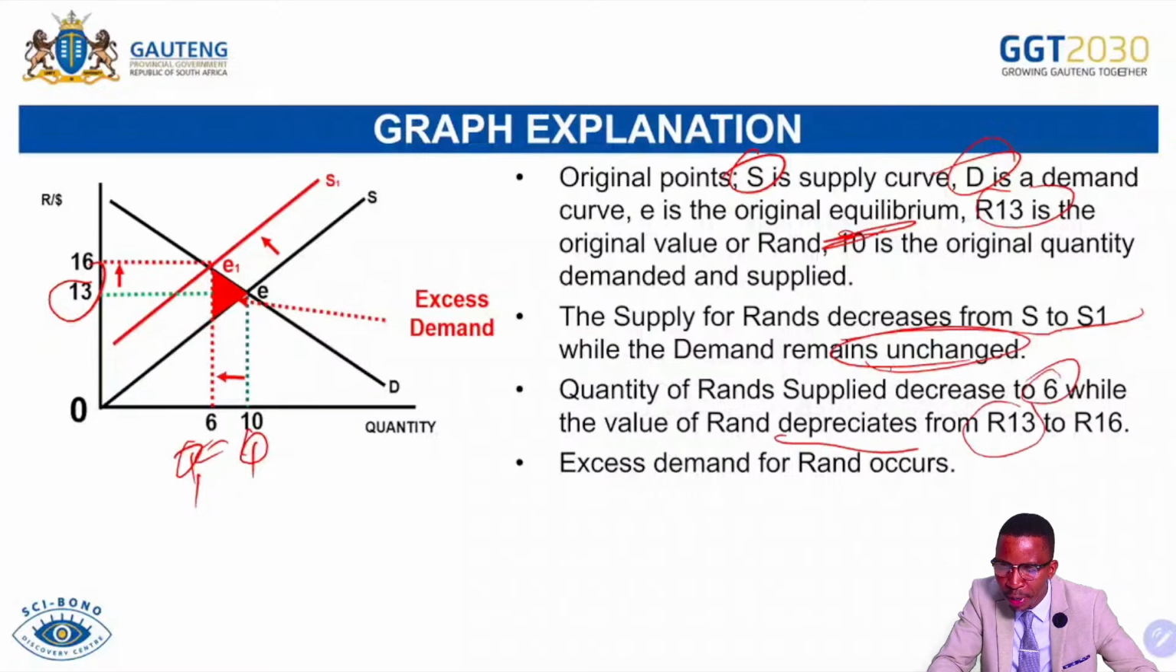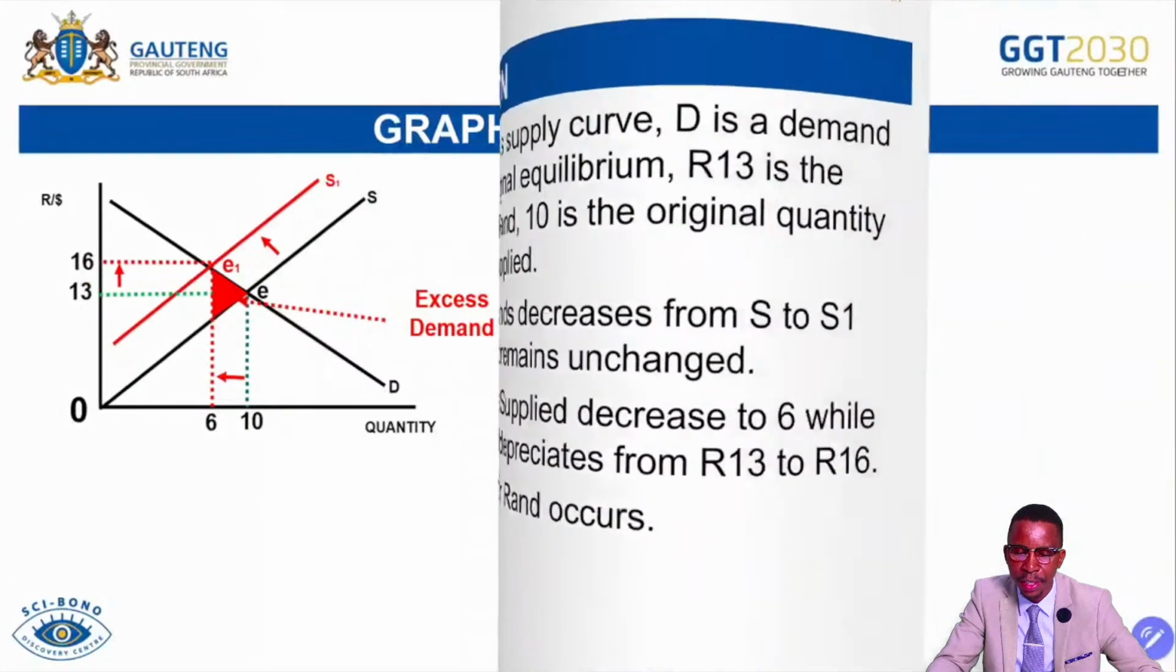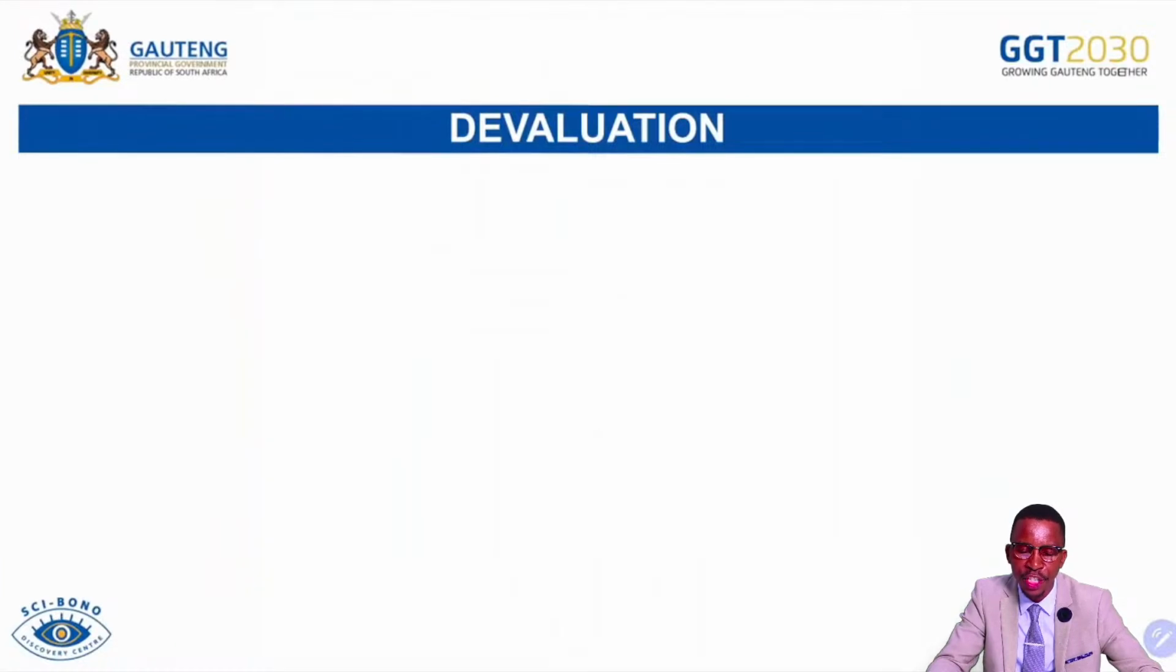We used to pay 13 rand to afford a single dollar, but now we are paying 16 rand to afford a dollar. That is called the excess demand. It results in the depreciation of the currency. Our currency loses value or strength, meaning we afford less of the foreign currency in this situation because our currency is depreciating. And then let's check devaluation.